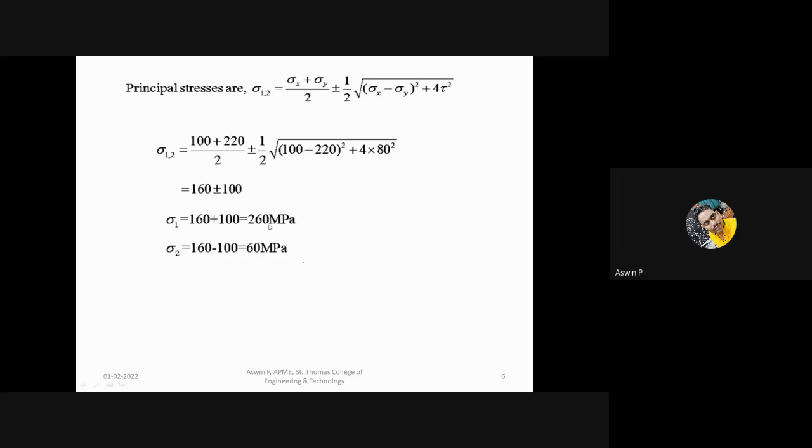And according to the maximum principal stress theory, we know that the maximum of sigma 1, sigma 2, sigma 3 should be equal to sigma yield. There is no factor of safety term given, so we will take it as the equation: maximum of sigma 1, sigma 2, sigma 3 is equal to sigma yt divided by factor of safety.